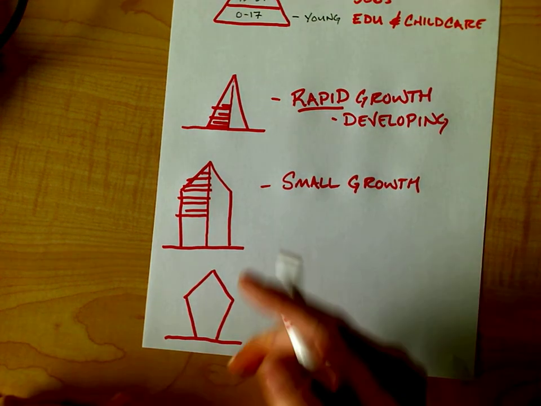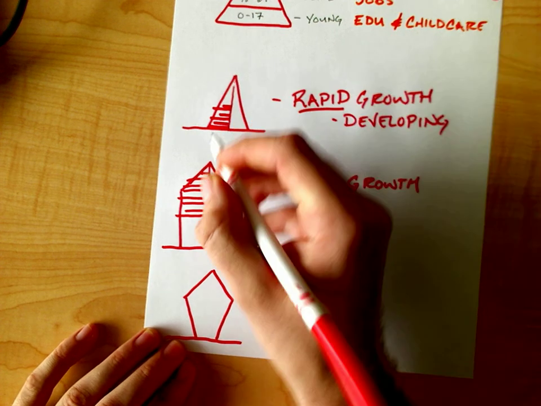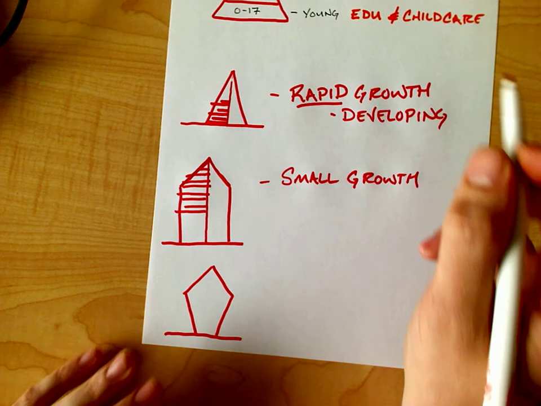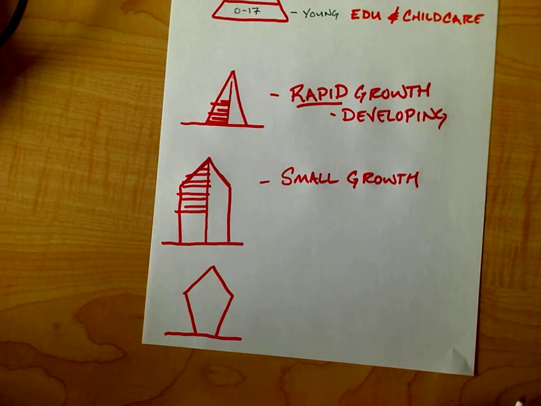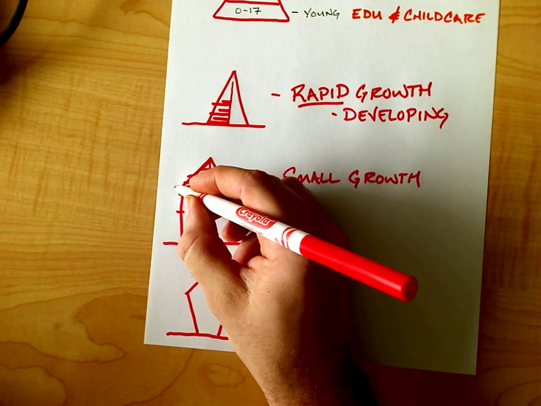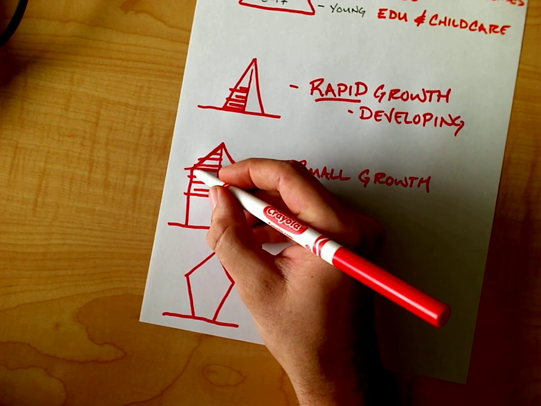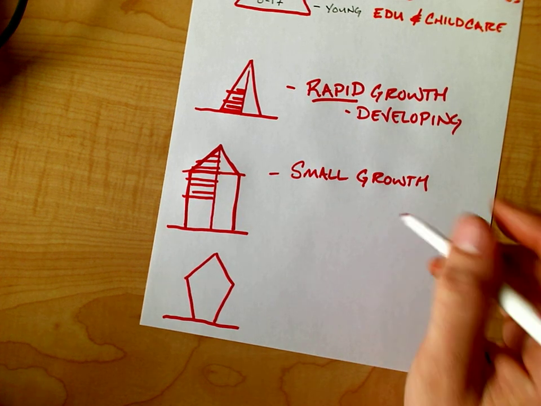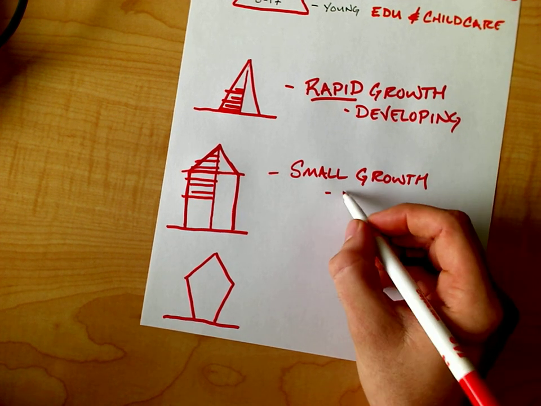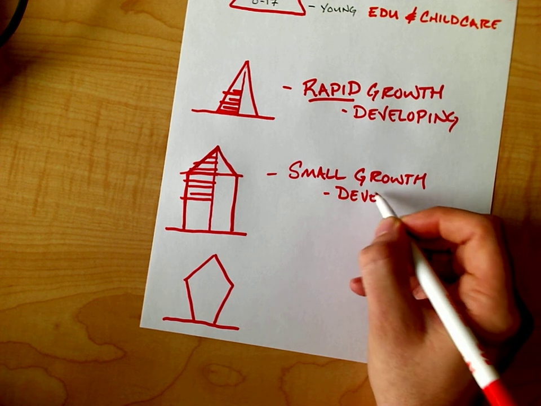So with small growth, you have your gradual decline at the end, because after about 50, you always see kind of a decline in the pyramid. But at about 50 and below, it kind of straightens out. It has a very average line, and if there is any growth, it's very small. This is seen in developed countries.